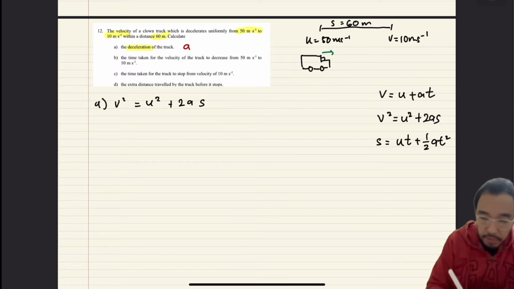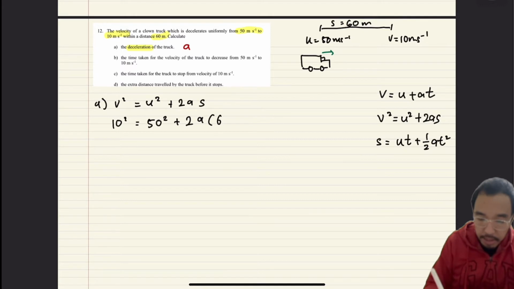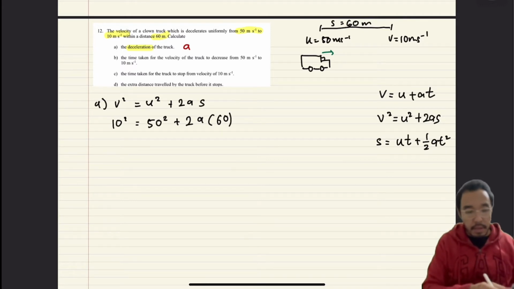So V is 10 squared, U is 50 squared plus 2A. Distance is given, which is 60. Okay, so it will be 10 squared minus 50 squared, divided by 2, divided by 60. Here I got negative 20.